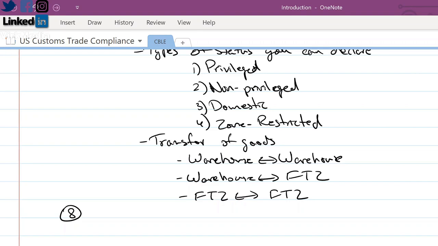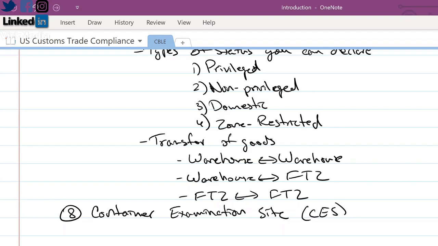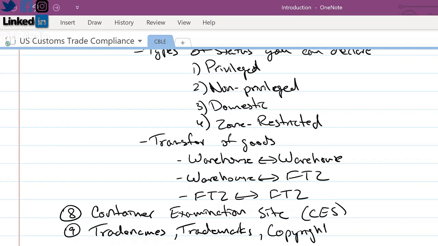Once we talk about warehouses and FTZs, we're going to discuss container examination sites, just very briefly. Also known as CES. After that, we'll be talking about trade names, trademarks, and copyrights.